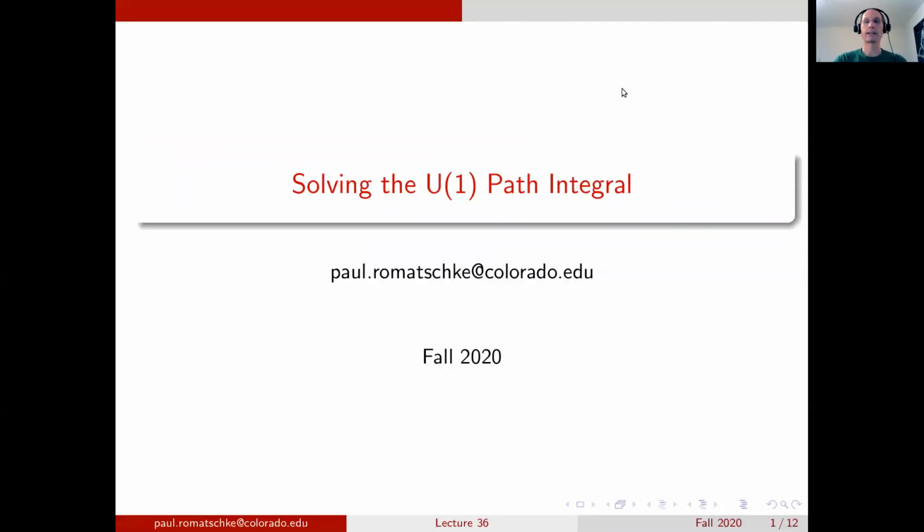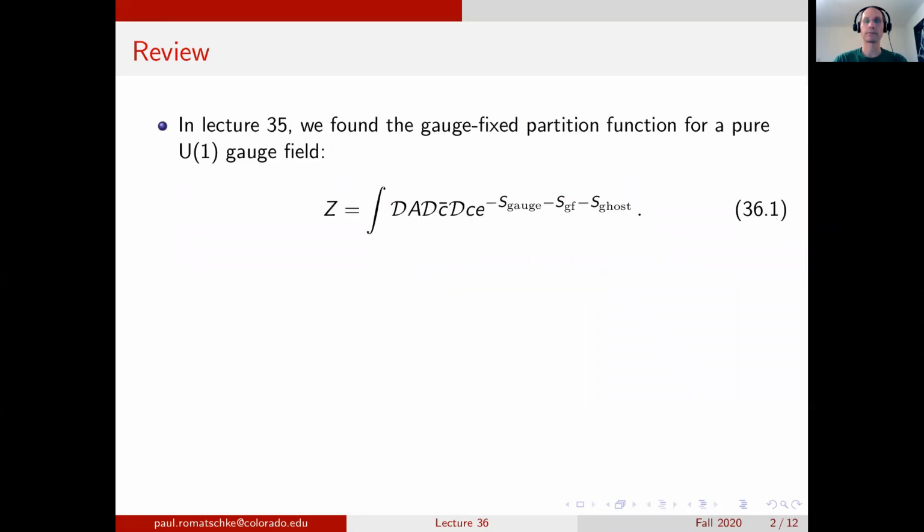Welcome to lecture 36. In this lecture, I will be talking about how to solve the U1 path integral. Recall that in lecture 35, we found that the gauge-fixed partition function for a pure U1 gauge field was given by the expression listed in equation 36.1.